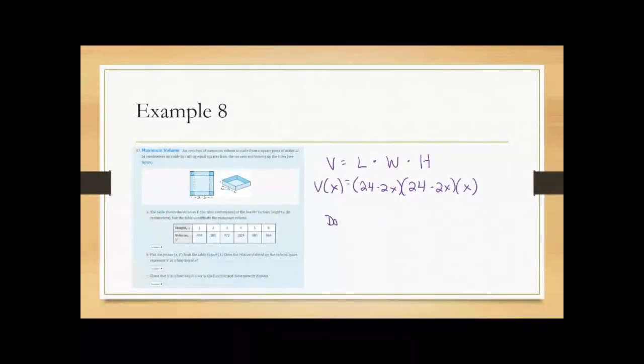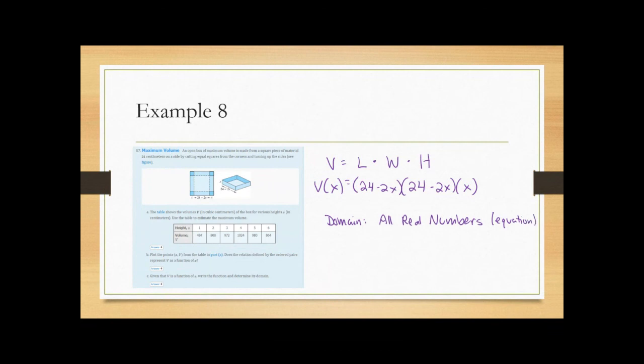So domain is all real numbers. And that's just for the equation. So I'm going to write, that's the domain of the equation. Now, if you think about this as a real situation in terms of volume, x represents the height of this box we're forming. Well, we can't have negative height. So we could say our domain would really be x has to be greater than 0 if we're considering the real life situation itself, because we can't have negative heights. That would not make any sense.